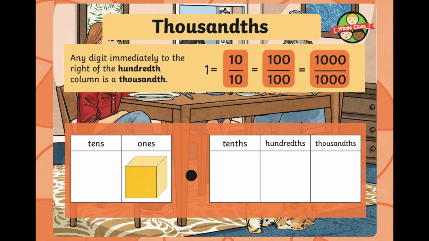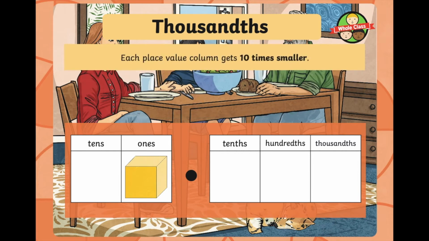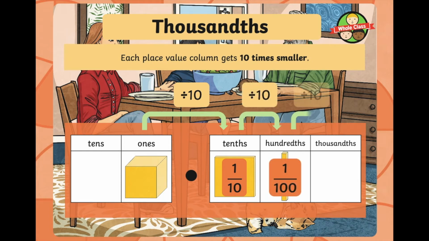Any digit immediately to the right of the hundredths column is called a thousandth. So 1 is 10 tenths, 100 hundredths and 1000 thousandths. So divide 1 by 1000 and you get 1 thousandth. Multiply a thousandth by 1000 and you get 1. Each place value column gets 10 times smaller. So you're dividing 1 by 10 and you get 1 tenth. Divide that by another 10 and you get a hundredth. Divide that by another 10 and you get a thousandth.